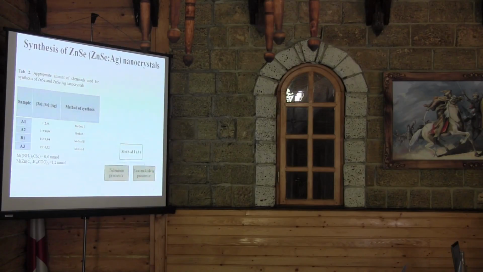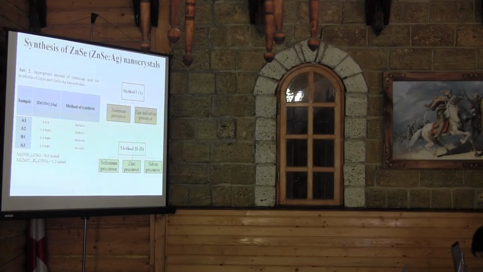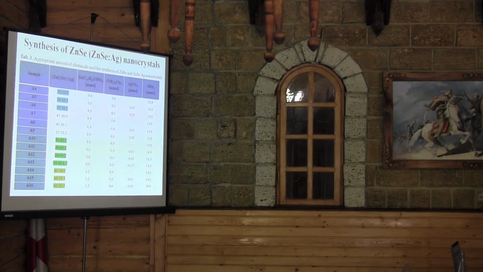In the case of zinc selenide doped with silver nanoparticles, we use 2 methods of synthesis. The first method has 2 precursors. The first one is the selenium precursor, and the second was the zinc and silver precursor in one flask with octadecylamine. Method 2 used 3 precursors: selenium, zinc and silver precursors in different flasks. For example, we have many different syntheses with different molar ratios of zinc to selenium and silver.